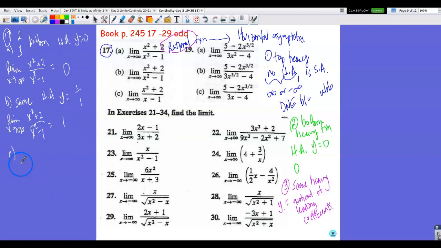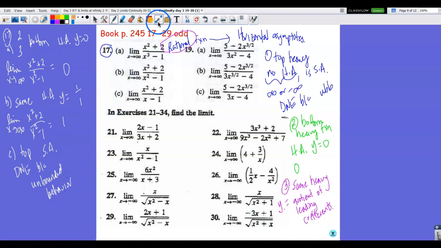In letter C, we have a top-heavy rational function. We are looking at the right end behavior because x is going to positive infinity. And so in this case, there is no horizontal asymptote and there is a slant asymptote, which means the graph either goes off to positive or negative infinity. Therefore, the limit does not exist because of unbounded behavior.